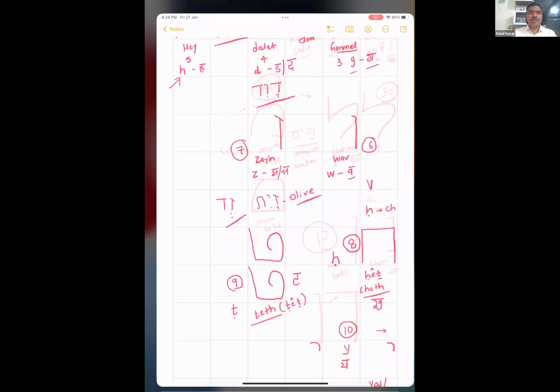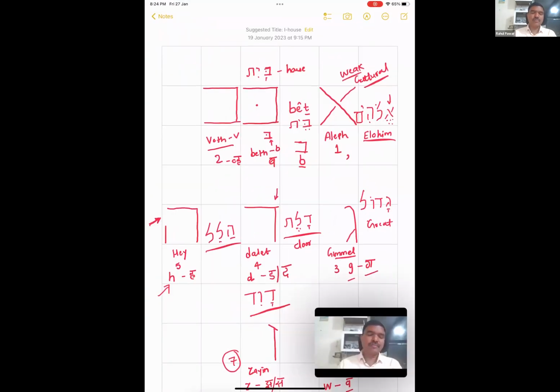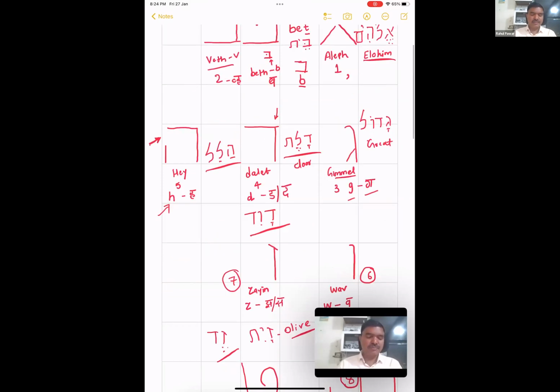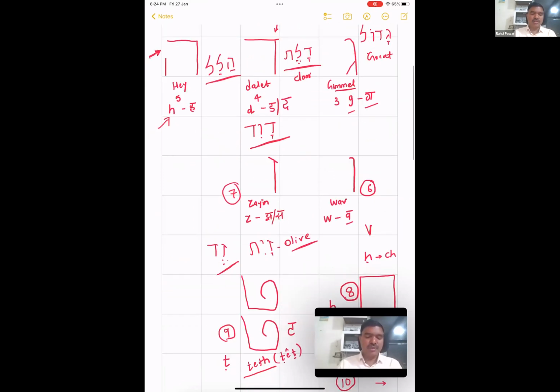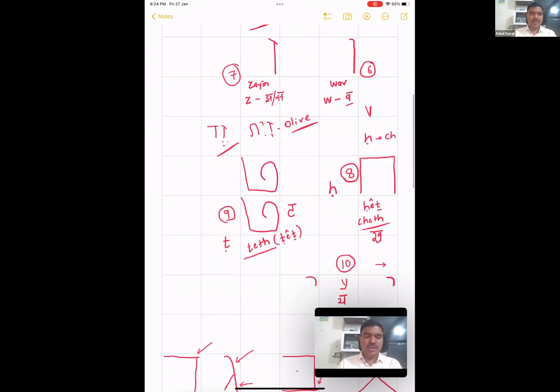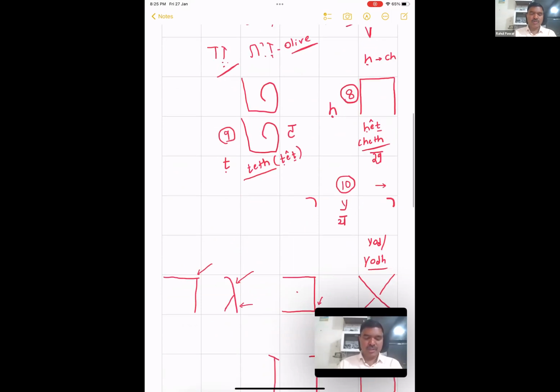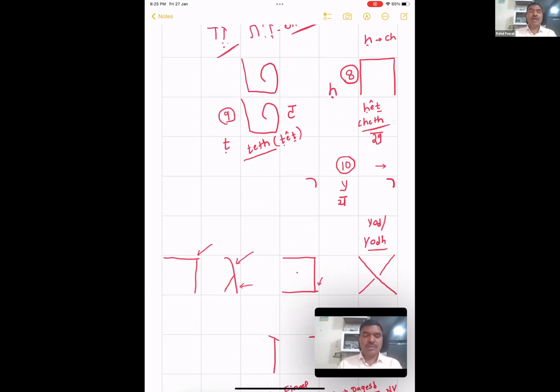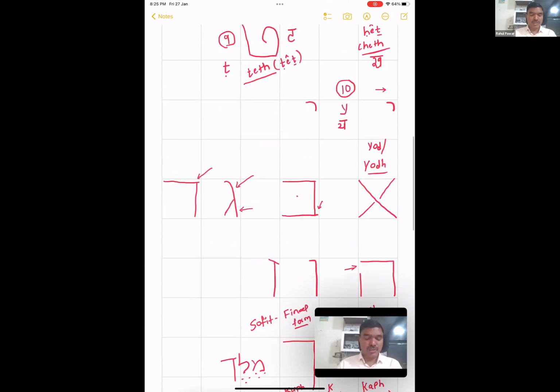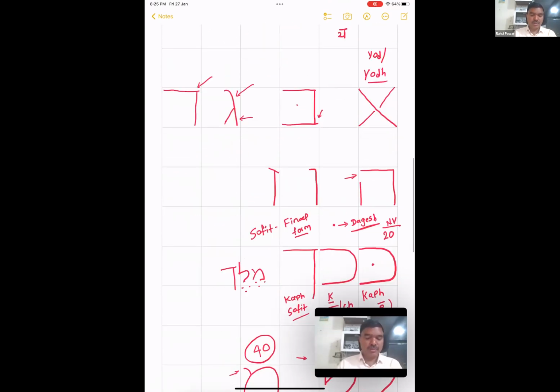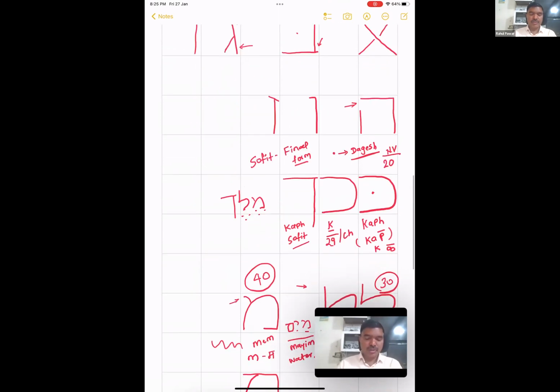Okay, we started with Aleph, the first letter, then Bet, Gimel, Dalet, He, Waw, Zain, Chet, Tet, Yod. It is the smallest letter. Then after Yod is Kaf.